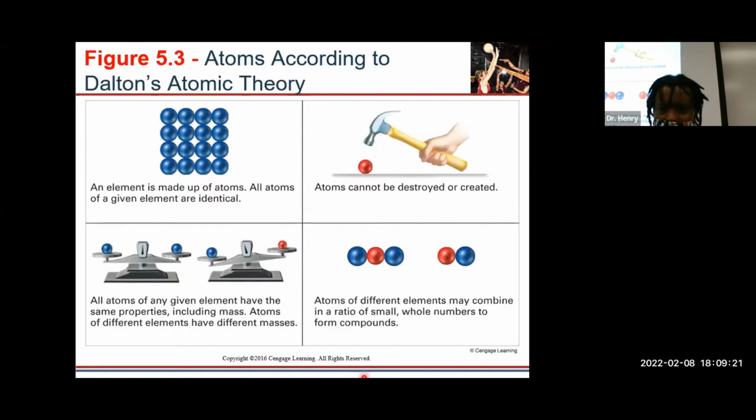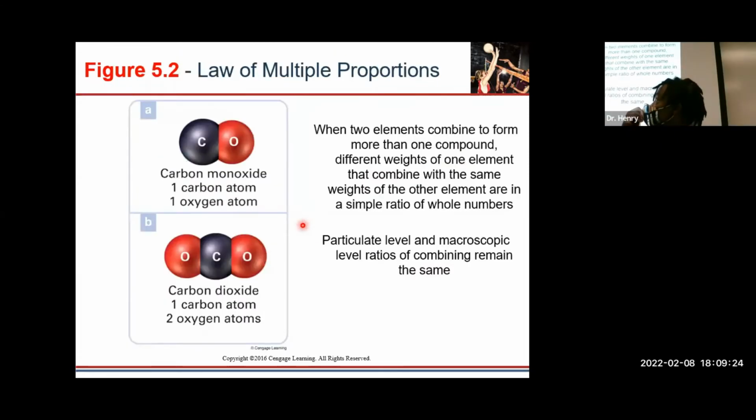Having a little trouble with my computer today. Okay, that'll work. So, the law of multiple proportions basically says that when you combine atoms to form a compound, the ratio for that compound is given. For carbon dioxide, we have 2 oxygen for every 1 carbon. For carbon monoxide, we have 1 oxygen for every 1 carbon. And those two are not going to behave the same way. Carbon dioxide is quite different than carbon monoxide. Carbon monoxide could kill us because it's poison, right? Carbon dioxide, we actually breathe out.